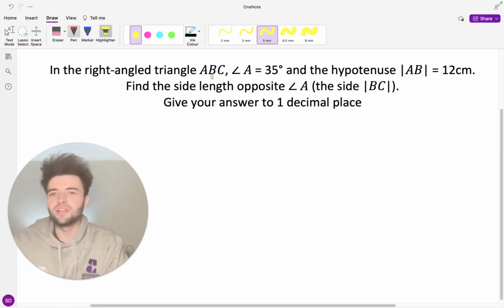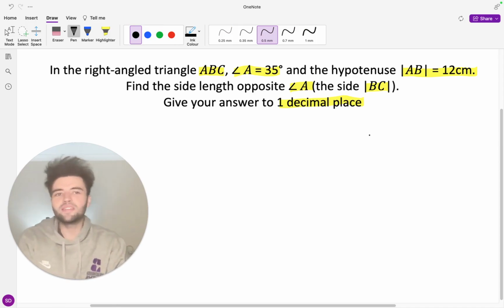Okay, so in this question we're given a right angle triangle ABC with the angle A being 35 degrees and the hypotenuse AB being equal to 12 centimeters. And we're simply asked to find the side length opposite the angle A. So that's going to be the side BC, and to give our answer correct to one decimal place.